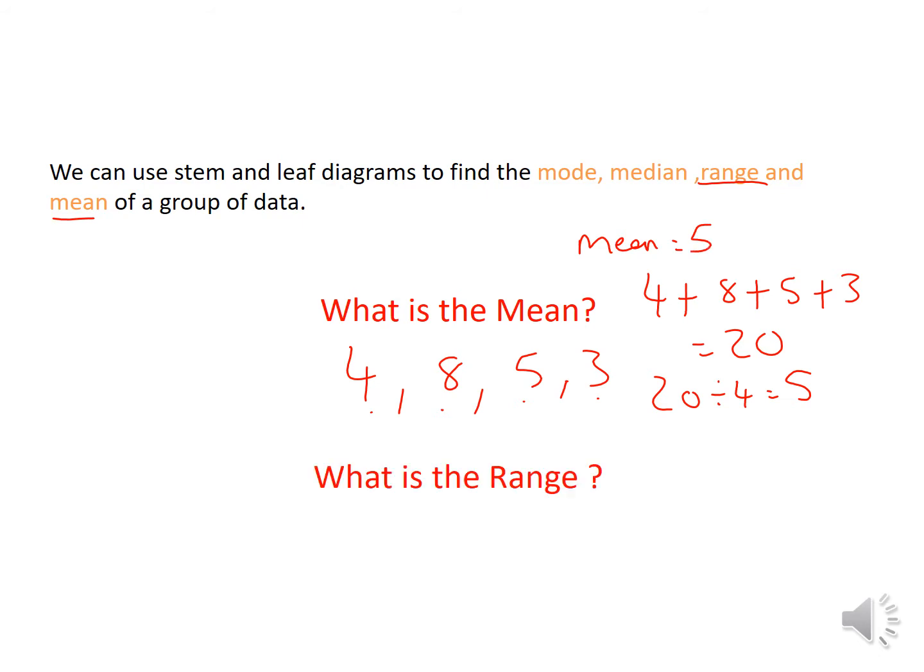Okay, next, what is the range? The range is the difference between the highest and the lowest number. So biggest take away smallest. If I was to work out the range for this same set of numbers, the highest number is 8, the lowest number is 3. So 8 take away 3, I get 5. So my range for the same set of four numbers would be 5 as well.